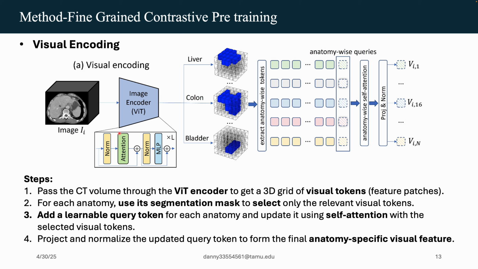So we'll pass the CT volumes through the image encoder to get a 3D grid of visual tokens. Next, we will apply the segmentation mask to select only the relevant visual tokens. Then we will add the learnable query tokens for each anatomy and update them using self-attention with the selected visual tokens. And lastly, we will project and normalize the updated query tokens to form the final anatomy-specific visual features.